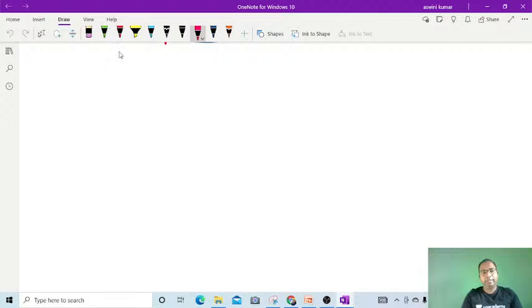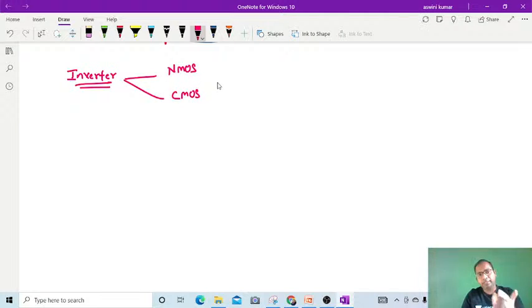In the same way, today in the second unit, the most important topic that we are going to see is the inverter. As per our syllabus, the NMOS inverter is there, as well as the CMOS inverter. So first let's have a look at the NMOS inverter clearly, and then we will go to the CMOS inverter. So basically, what is the inverter actually?